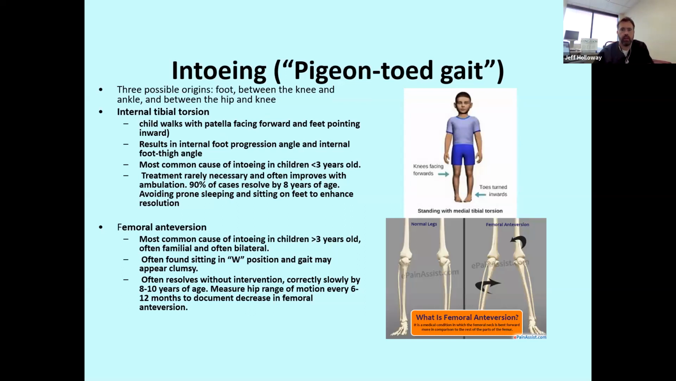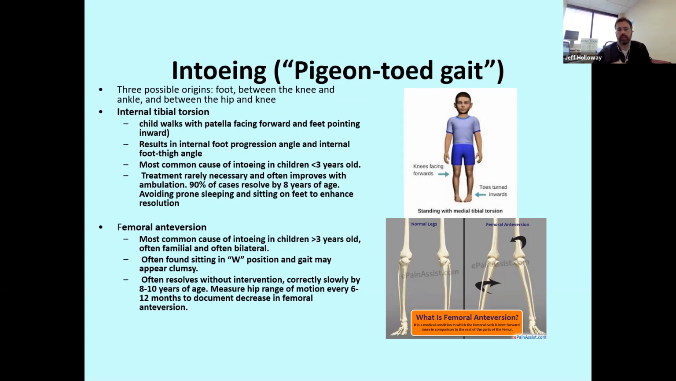Internal tibial torsion, again, is the most common in-toeing less than 3 years old. 90% resolved by 8 years old. Again, we're watching for those very unusual things causing it. And then femoral anteversion, greater than 3, usually slows by 8 to 10. And then that's where you can watch it over time too.